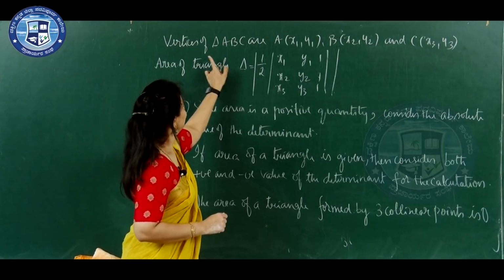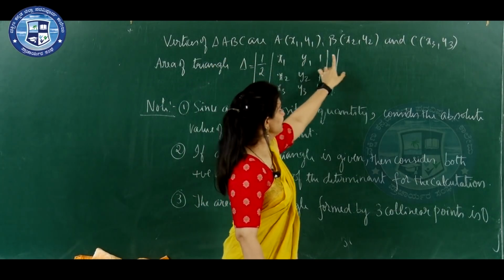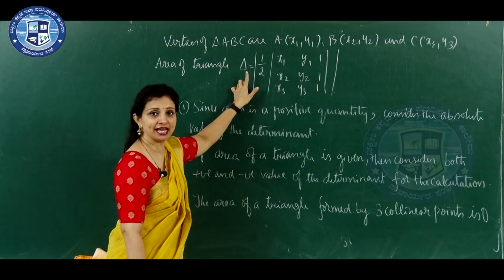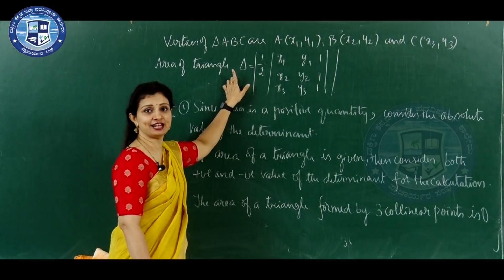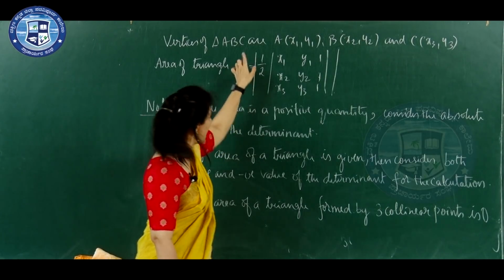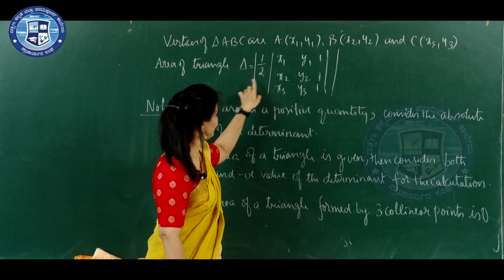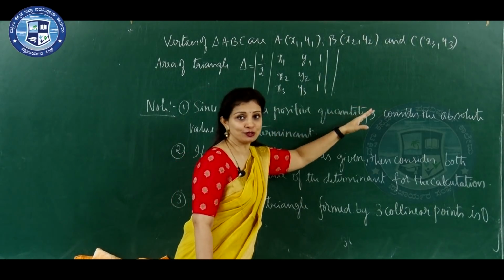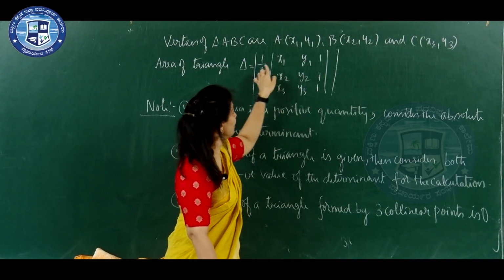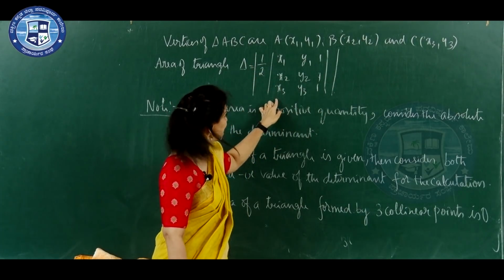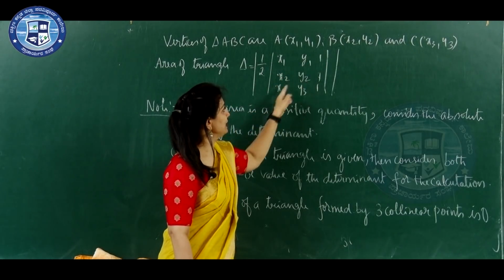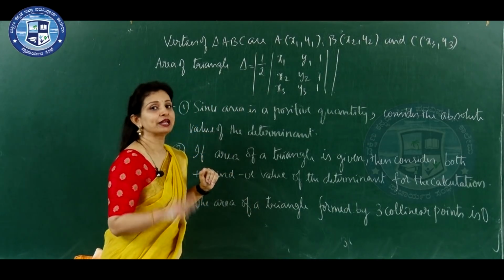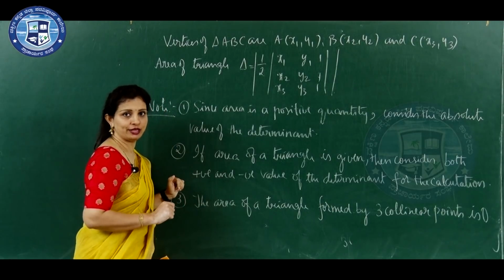If the vertices of triangle ABC are A(x1, y1), B(x2, y2) and C(x3, y3), then using determinant, we can find the area of the triangle. Delta is equal to the absolute value of half into, look at this, the vertical lines are like modulus, you will get the positive value, the determinant of x1 y1 1, x2 y2 1, x3 y3 1. This is how we find the area of a triangle using determinant. Now, 3 notes you have to remember, take down.